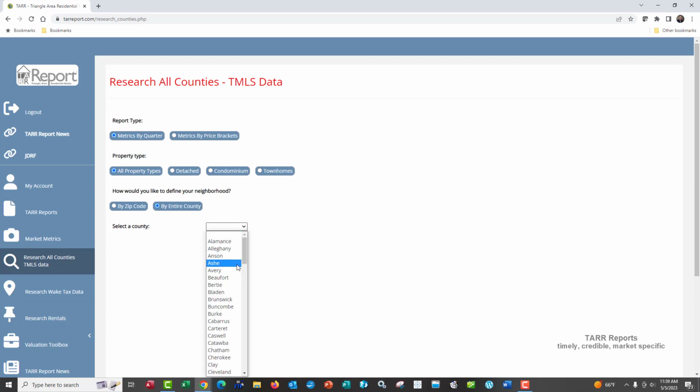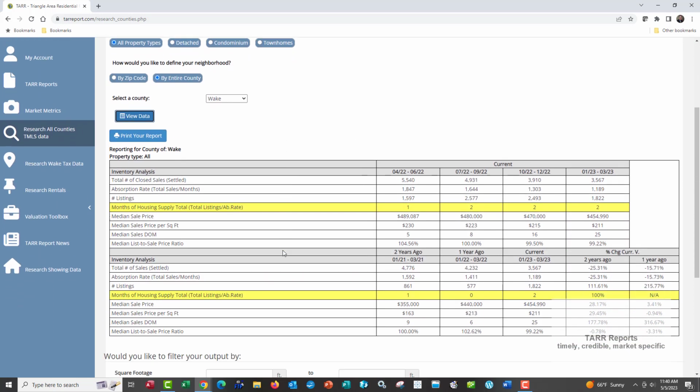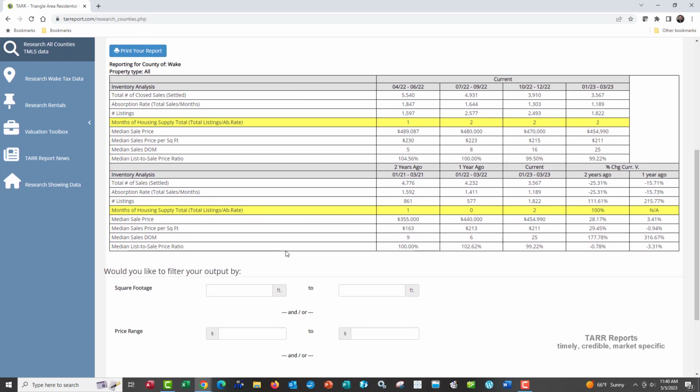And if you see the drop down, this is all the counties that TMLS serves. So if you're outside of one of the major counties here, you've got a feature here that will let you determine what's going on with price changes or what's going on with sales and all that stuff. So anyway, here we go.